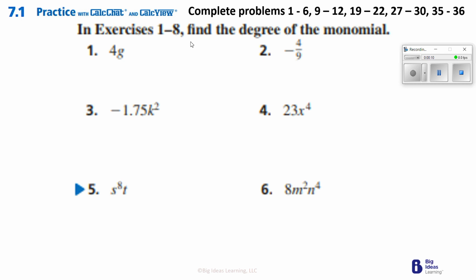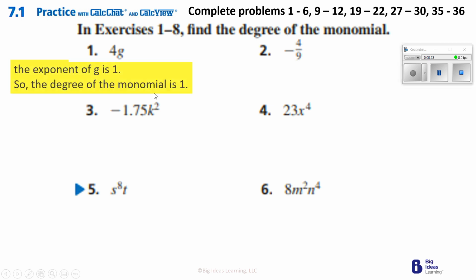It says in exercises 1 through 8, find the degree of the monomials. We see here that there's only one variable, and it doesn't have anything written on it. That means it's to the first power. So the degree of the monomial is 1.